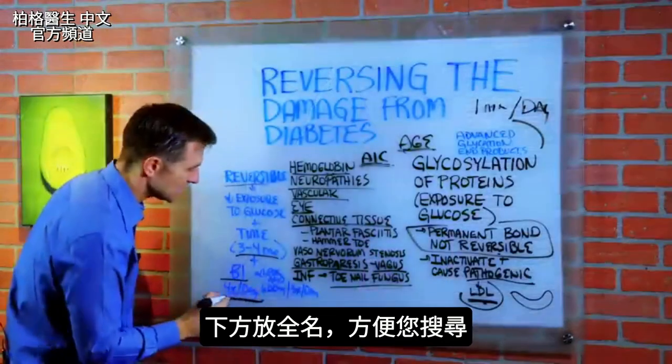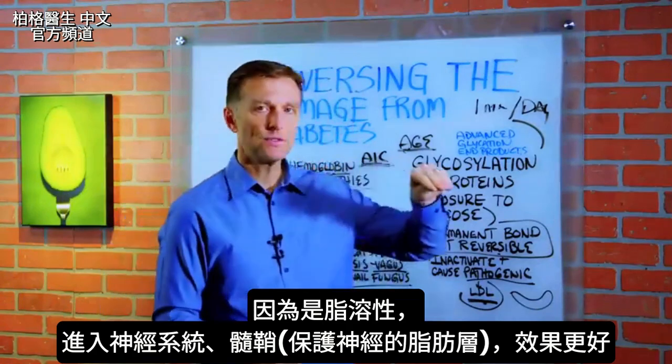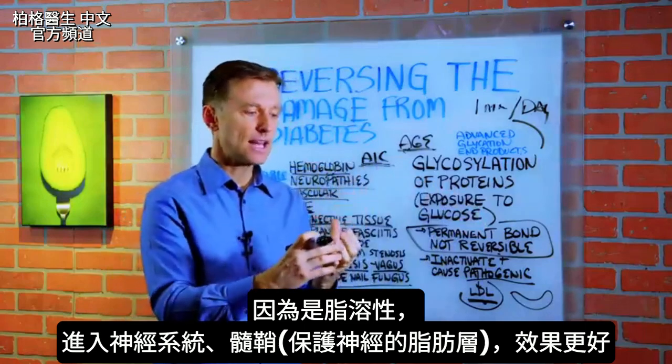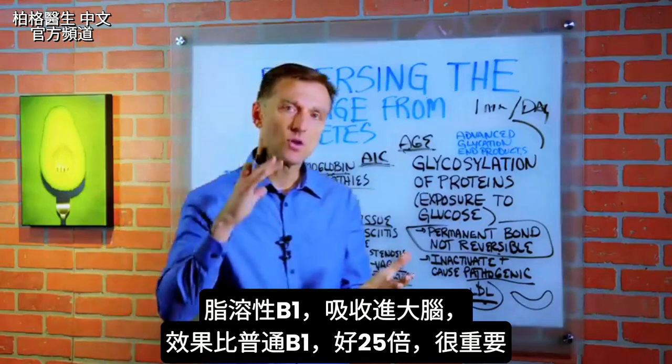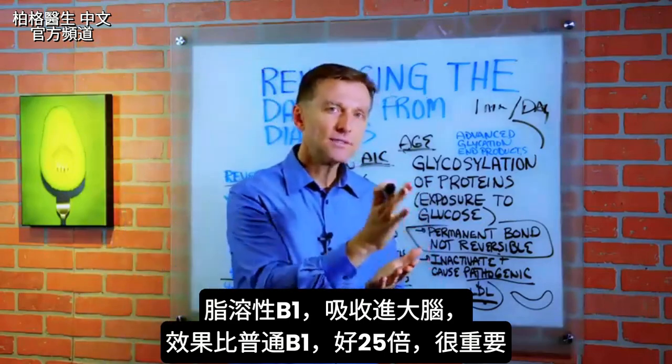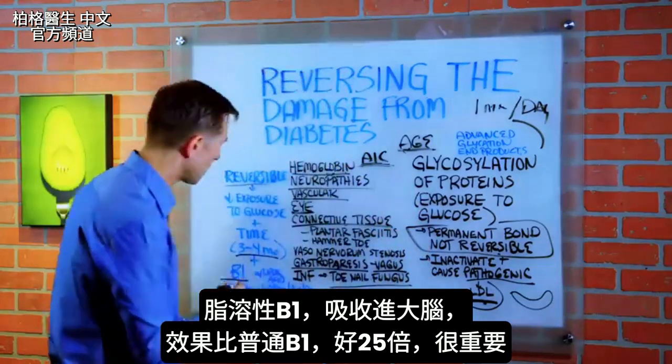4 capsules a day. Because it is fat-soluble, it can go into the nervous system, into the fat layer around the nerves, called the myelin sheath, a lot better. It actually absorbs into the brain 25 times better than the regular B1. So this is a really important one.